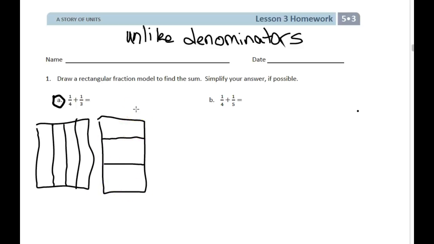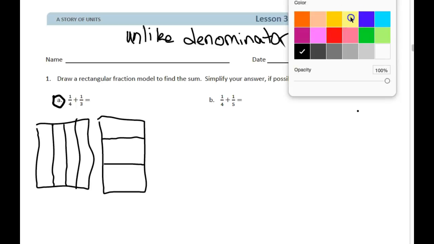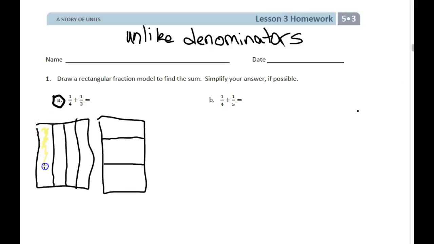And so now what we've got to do is some shading. So I'm going to pick a different color for some shading. We'll go with yellow. So this is 1/4. So we'll color it in a little bit. This one we're going to color in 1/3 of it. Now we're going to add them together, and I can't add thirds and fourths because they are totally different. Because if you add 1 plus 1, it's 2, but then we wouldn't know what our denominator would be.